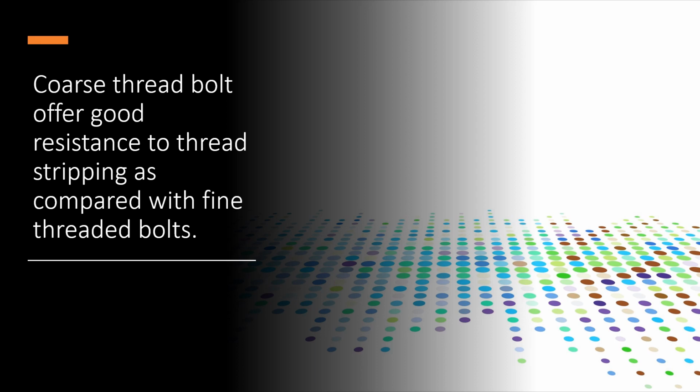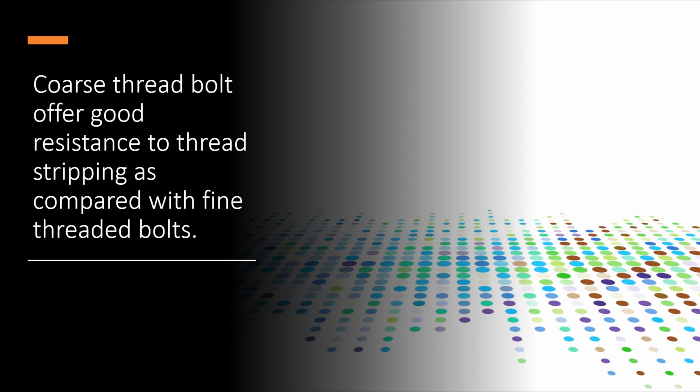So that is one of the advantages of coarse thread over fine threads. You have to remember what stripping is. I have already explained it to you. Stripping is the failure of an internal or external thread that results when the strength of the thread material is exceeded by the applied force acting on the thread. When it exceeds the strength, then stripping will happen.